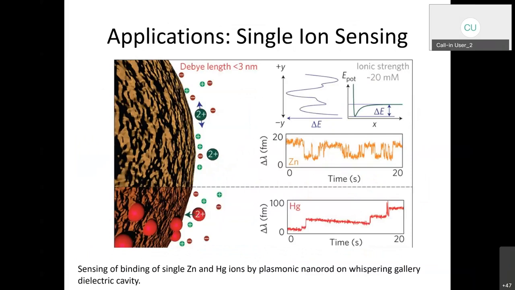Looking at the single ion level, this is another example where you can actually sense even single ions. This is from Vollmer's group. You can see that he's managed to sense single attachment of zinc and mercury to a metal nanorod, and he's combined this metal nanorod with whispering gallery mode sensors to get the overall enhancement in the sensitivity. But it's really at the single ion level, so it's super sensitive. It's about as sensitive as you'd want to get.